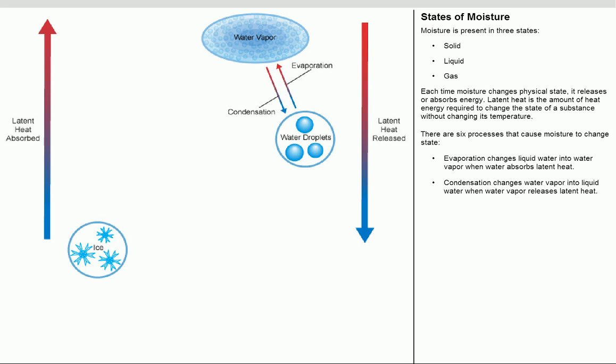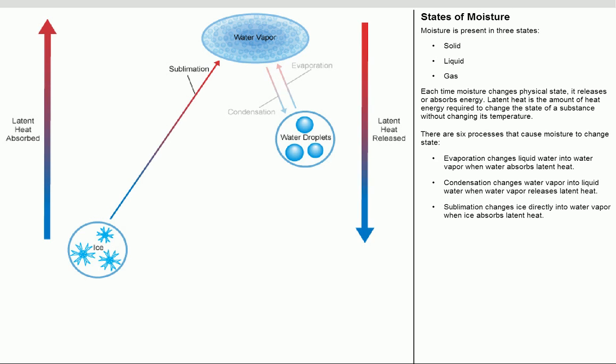Condensation is the reverse of evaporation. It changes water vapor into liquid water when water vapor releases latent heat. Condensation is an important factor in cloud development. Sublimation changes solid moisture, such as ice or snow, directly into water vapor. During sublimation, ice absorbs latent heat.